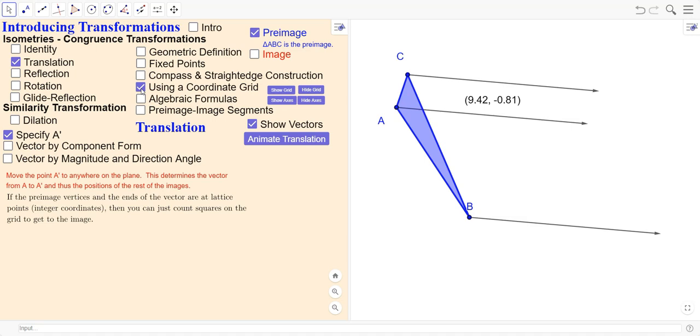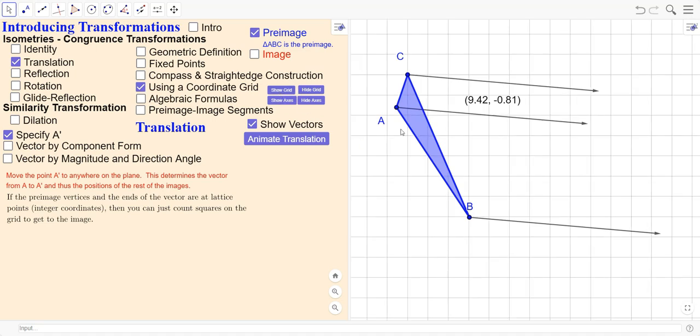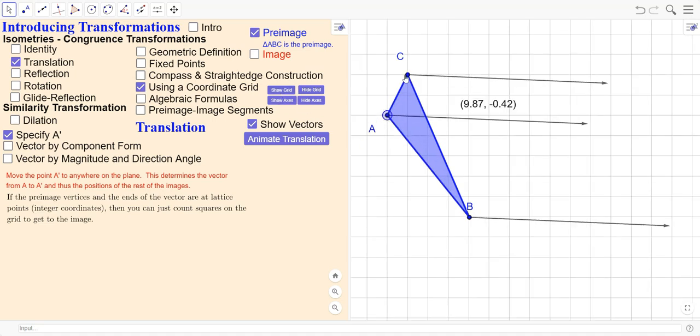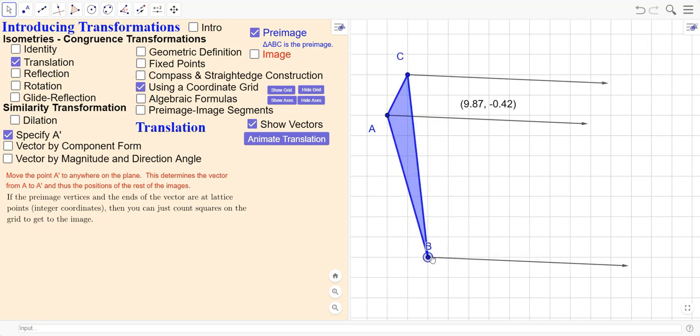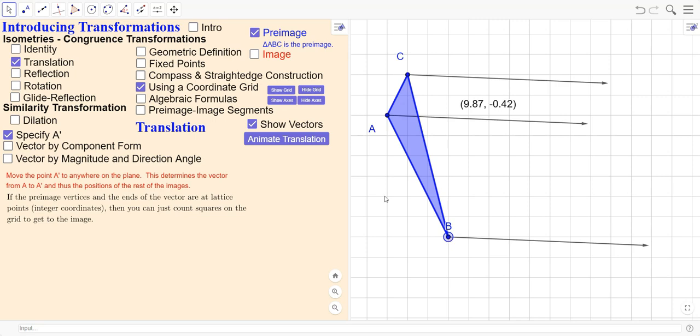All right, the next thing I want to talk about is what if we have a coordinate grid? So let's show a coordinate grid, and let's say we start with what's called a lattice triangle, lattice polygon.